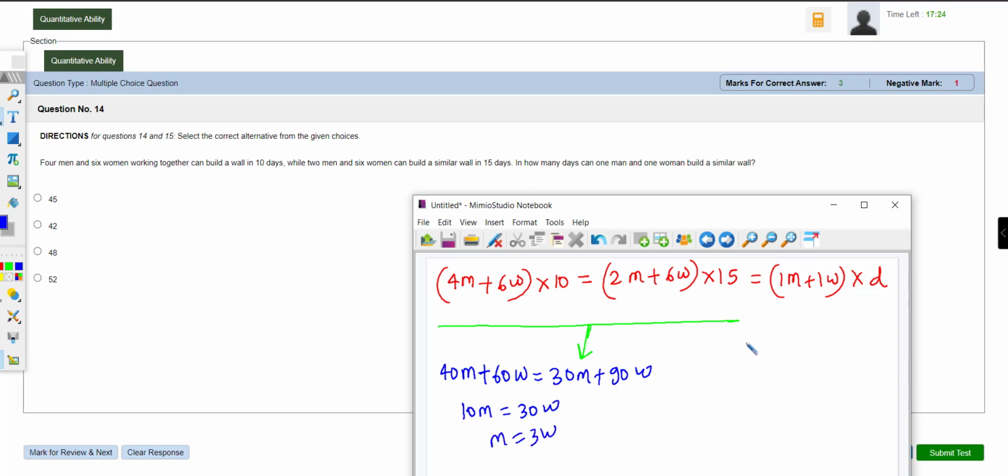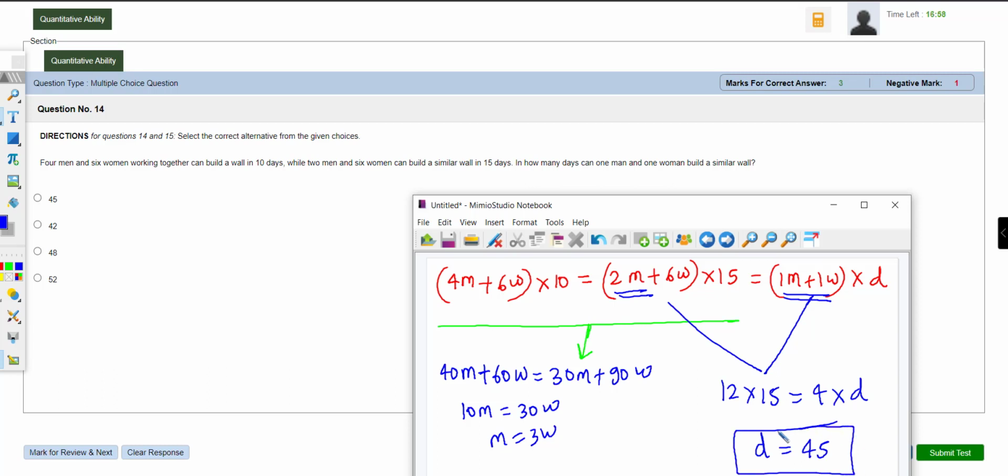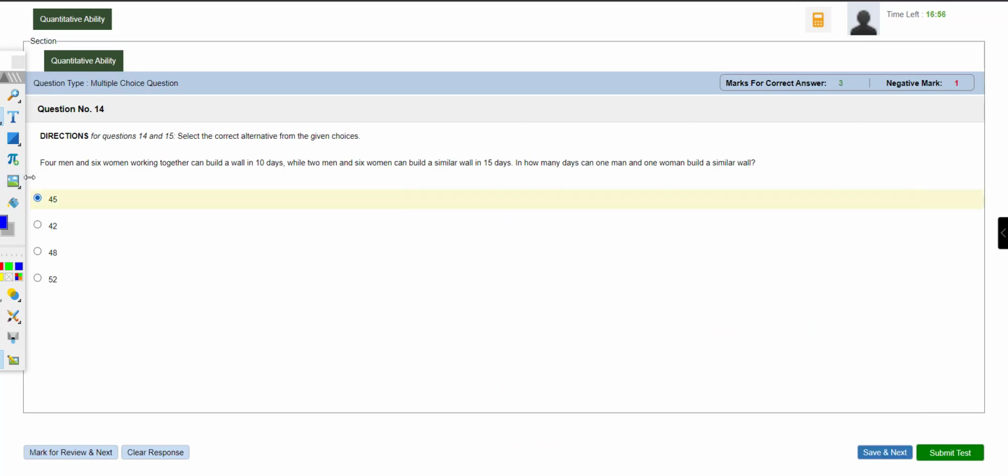Now let's convert men into women. 2m is equal to 6 women plus 6 women, 12 women, into 15. Now 1 man is equal to 3 women plus 1 woman, 4 women, into d. So the value of d is equal to how much? 4 3s are 12, so 3 into 15 is 45 days. So the answer is 45 days.